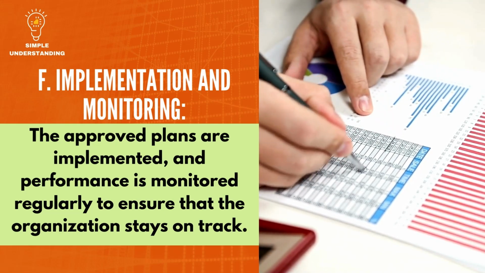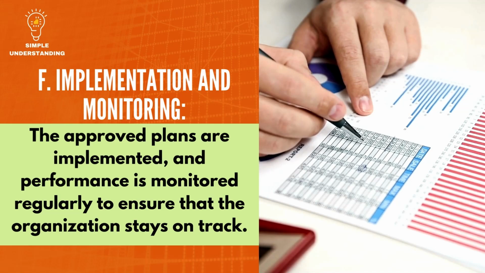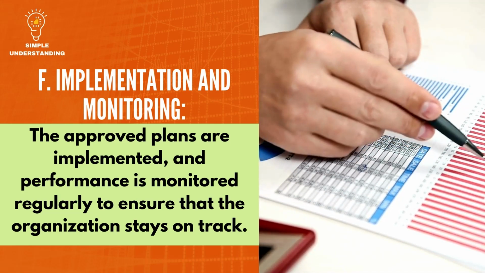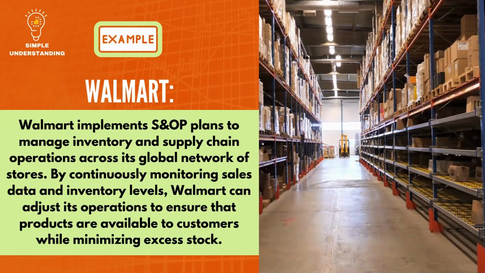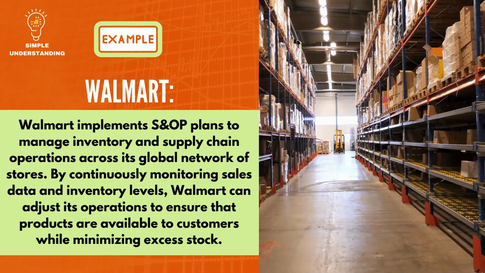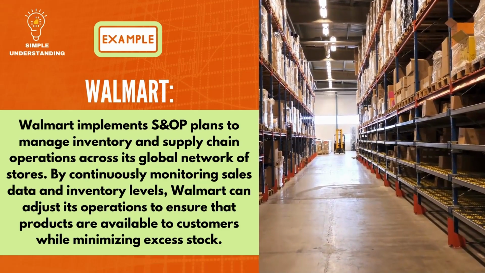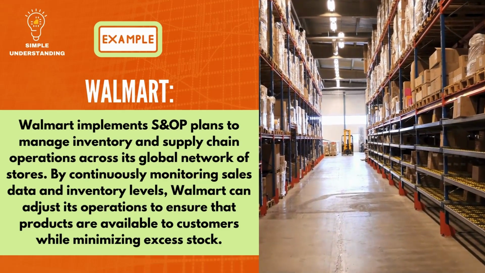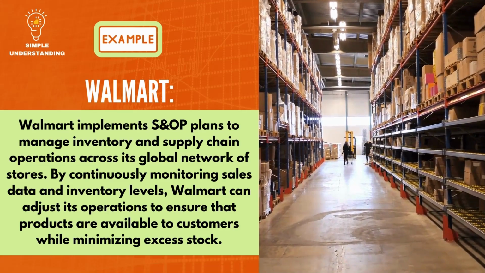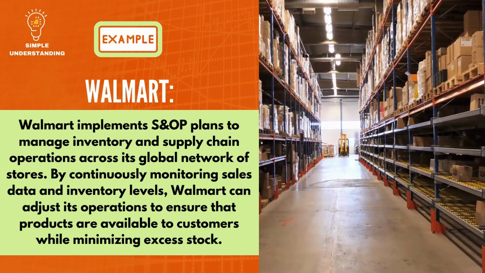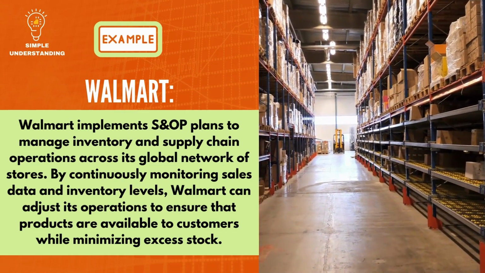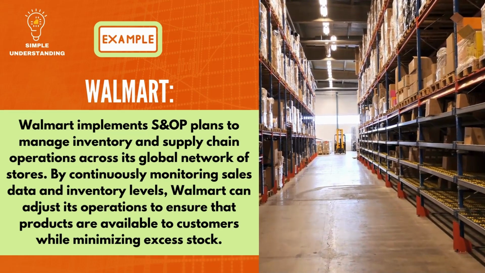Implementation and monitoring. The approved plans are implemented, and performance is monitored regularly to ensure that the organization stays on track. Example: Walmart. Walmart implements S&OP plans to manage inventory and supply chain operations across its global network of stores. By continuously monitoring sales data and inventory levels, Walmart can adjust its operations to ensure that products are available to customers while minimizing excess stock.